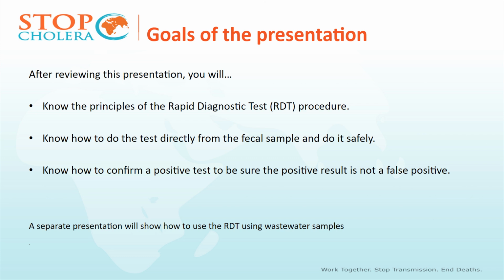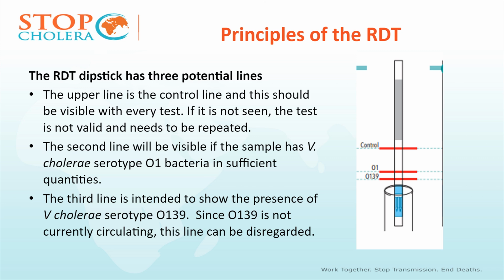As shown in the figure, the RDT dipstick has 3 potential lines. The upper line is the control line and is included to be sure the test is working properly. If there is Vibrio cholerae O1 in the stool sample, the second line will also be visible. The test actually detects the lipopolysaccharide, or LPS, of V. cholerae O1, so it is specific for this serotype.